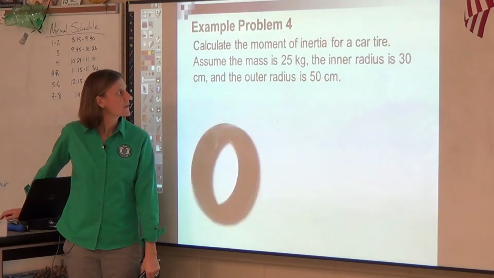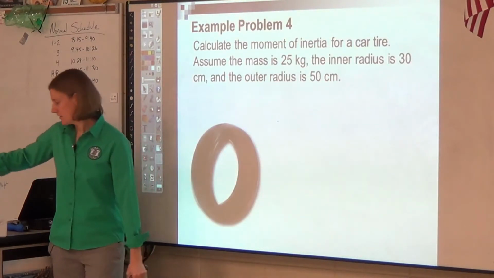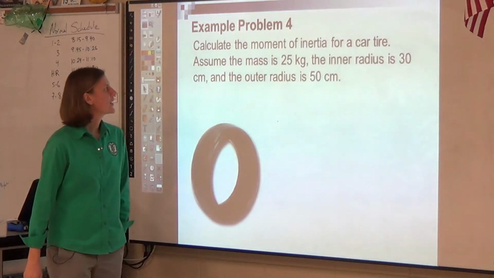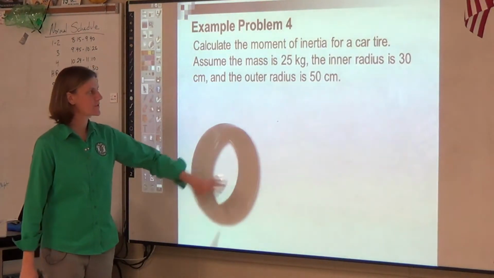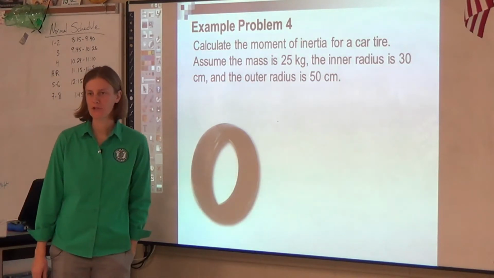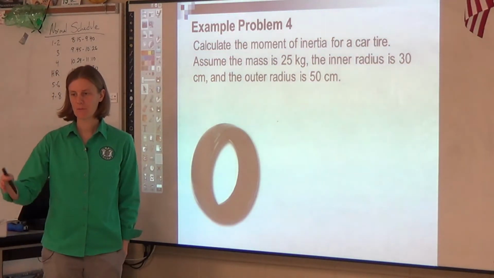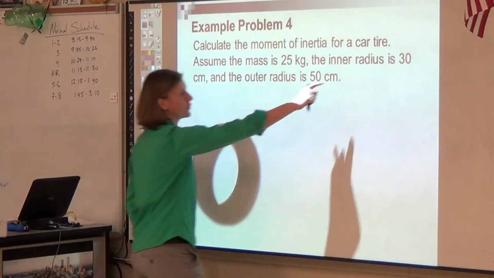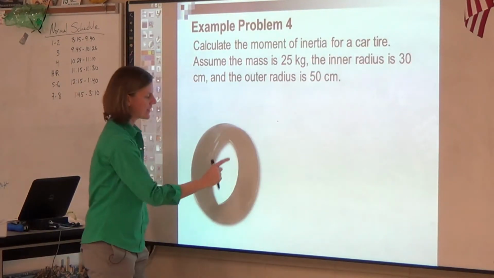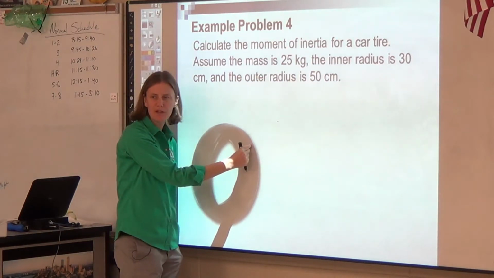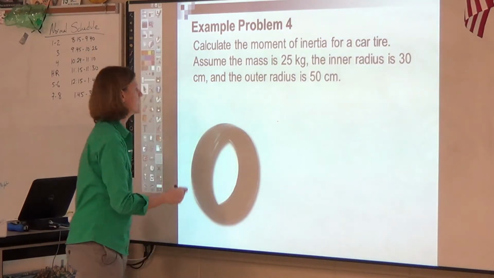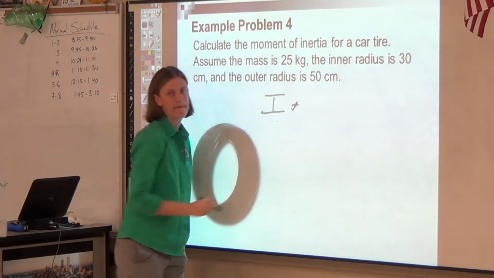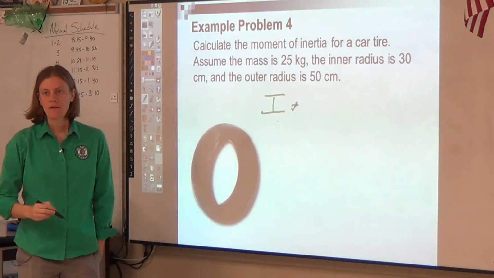So just a real basic moment of inertia problem, just finding that I value. Calculate the moment of inertia for a car tire. Assume the mass is 25 kilograms. The inner radius is 30 centimeters and the outer radius is 50 centimeters. So we sort of call this a hoop. It's just not like a thin hoop. A thin hoop we would pretend has just one radius. But you can look this one up.